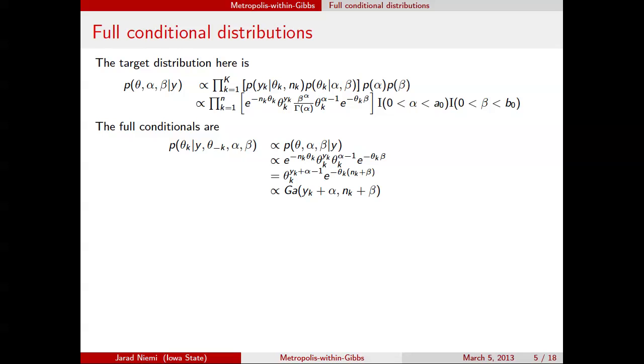Yes? Why were you able to drop the product? It might be helpful to imagine these all in a line. So you have the theta 1 terms here, so you have e to the negative n1 theta 1 to the y1, and so forth. None of that involves the term theta k. All I'm interested in is the term that involves theta k. Since that term doesn't involve any theta k, it just gets swept up into the proportionality constant.